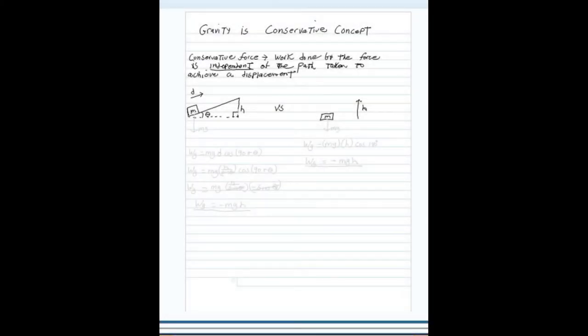Okay, so in this video, I want to discuss explaining why gravity is what we call a conservative force. Just to review that idea, a conservative force is one where the work done by that force is independent of the path taken to achieve a displacement. That's the definition. So what that means is, if a force is conservative, no matter how you get from point A to point B, no matter what path you take, the amount of work that the force does is the same regardless of path.